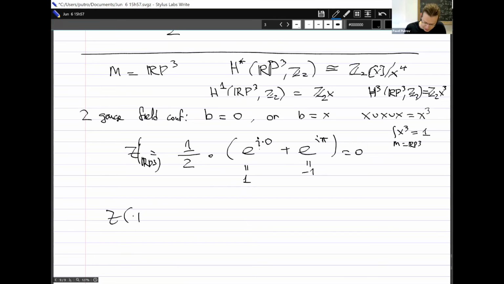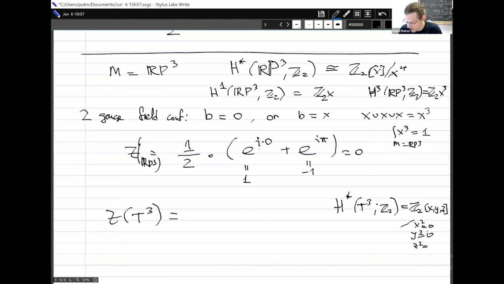Maybe another example is T3. So here the cohomology ring of T3 with Z2 coefficients can be described as polynomials in x, y, z, divided by relations. Yeah, the relations that x square equals 0, y square equals 0, and z square equals 0. Sorry, no. Yeah, that's correct. Yes, this is 0.